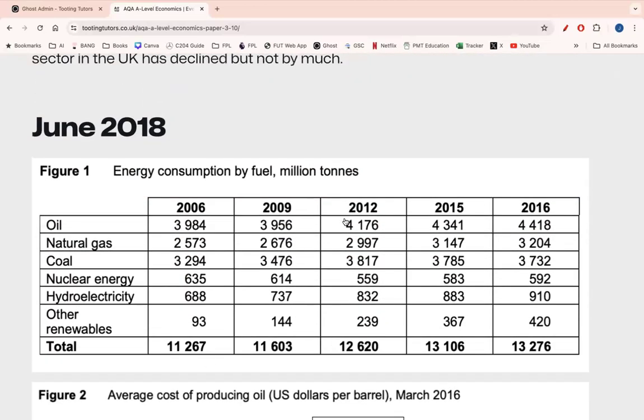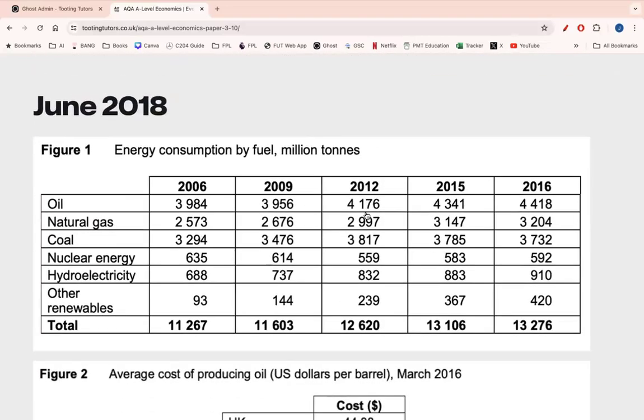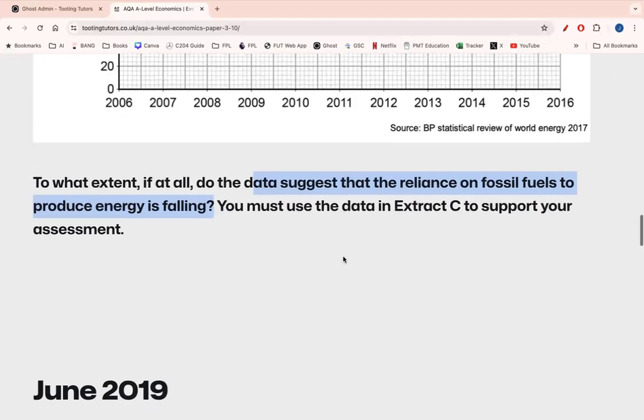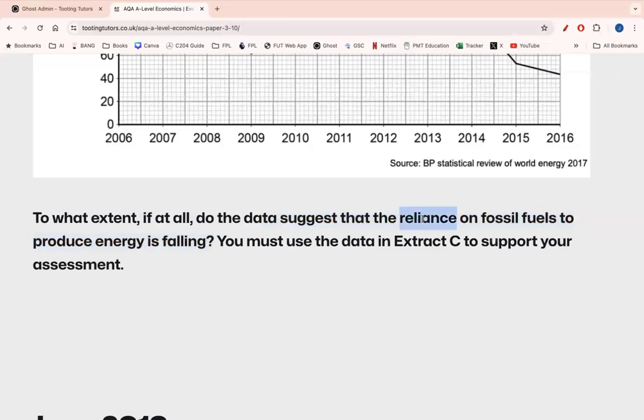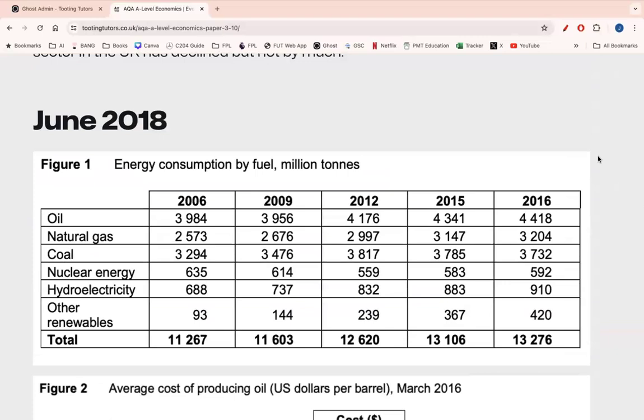What's the limitation of this one? I guess you could also say hydroelectricity and other renewables have risen though. Exactly, there's a greater share of renewable resources. And we can look at words like it says reliance, right? So you can say that whilst the stuff we mentioned has increased, other sources of energy have also increased in consumption. Therefore, reliance may well have gone down or stayed the same.